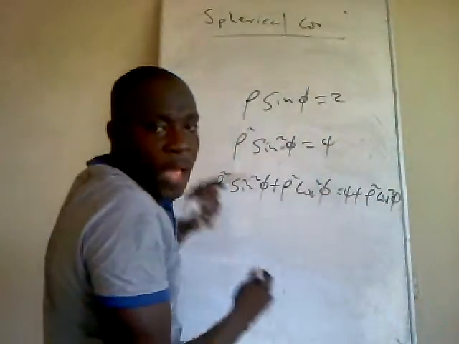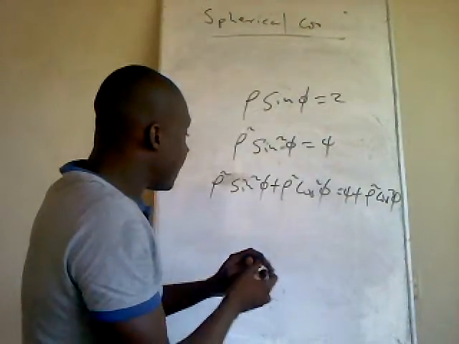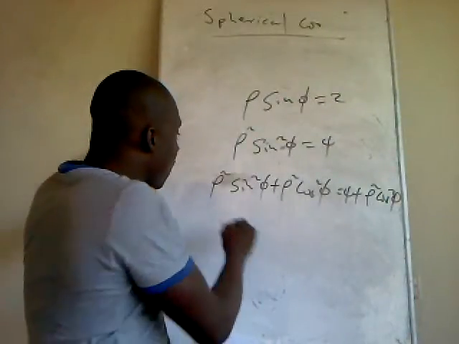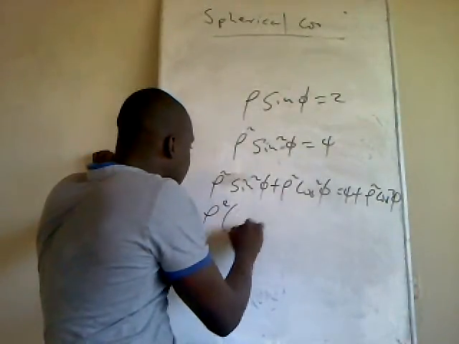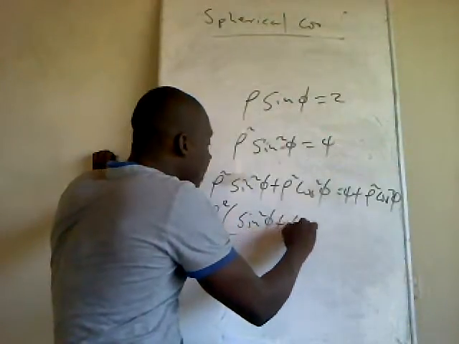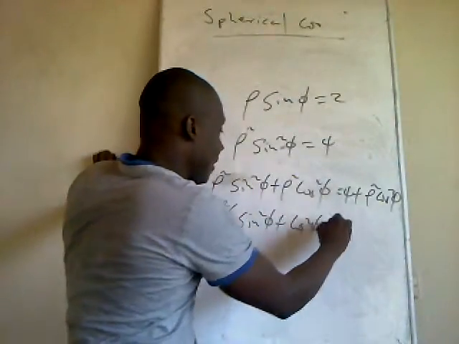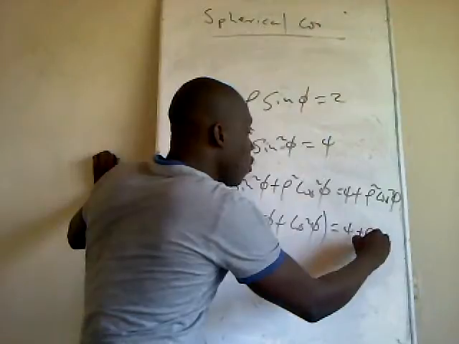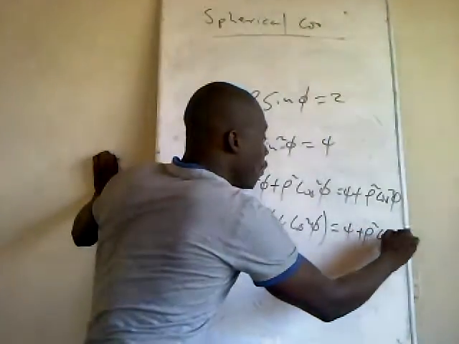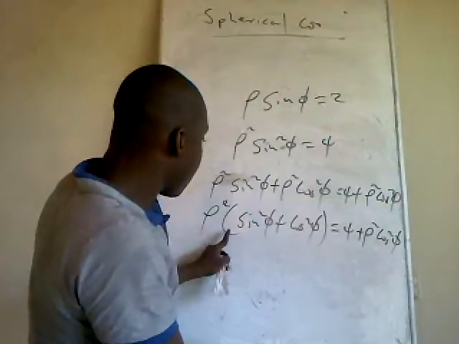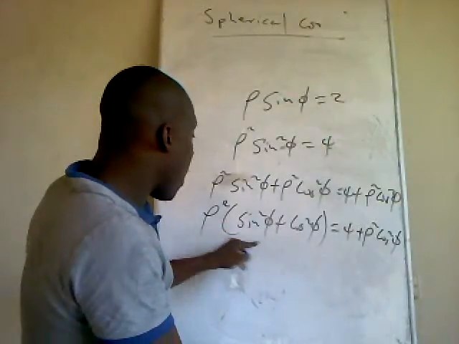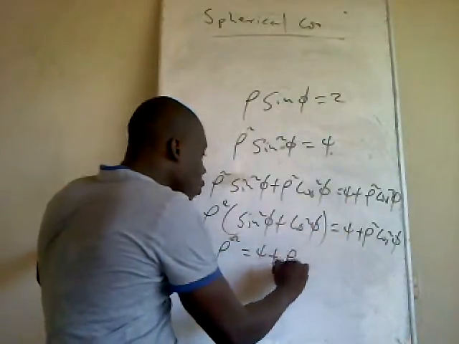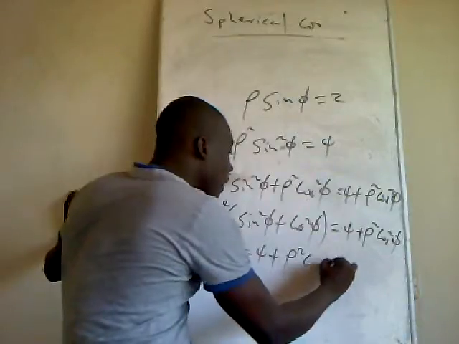Now, we add rho squared cos squared phi to both sides, right? And factorize rho squared out. I'm going to have rho squared, sine squared phi plus cos squared phi, is equal to 4 plus rho squared cos squared phi. Now, this sum is 1. So I have rho squared is equal to 4 plus rho squared cos squared phi.